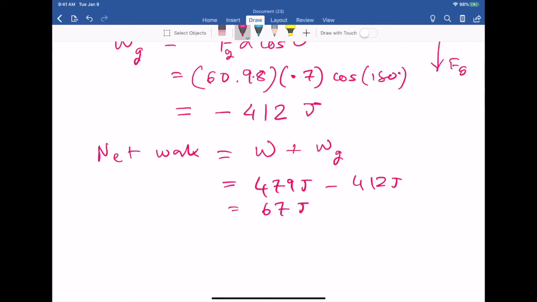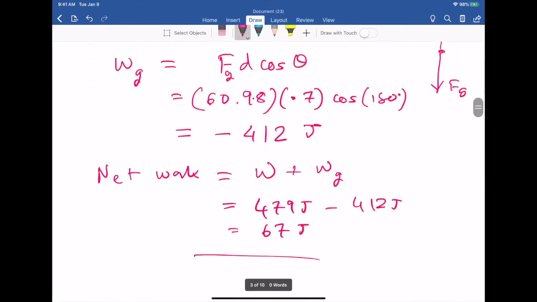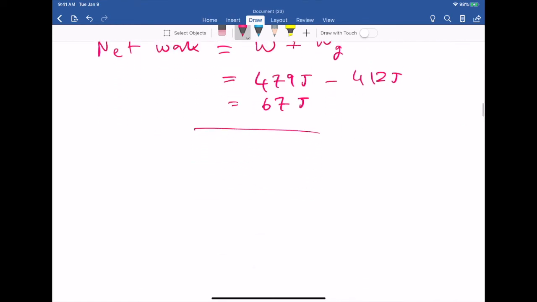Okay. So the work done by gravity and the net work were not asked for on the slide. We just went ahead and calculated them. The last question on the slide is, what is the physical significance of this work that she did? So 479 joules, what is the physical significance of this? This is something that will become more and more apparent as we move on in the chapter.